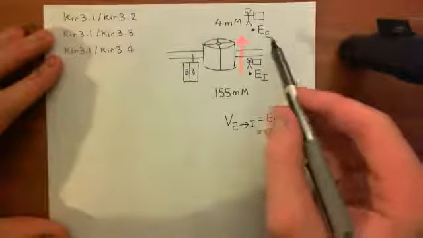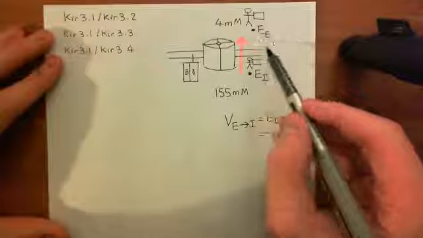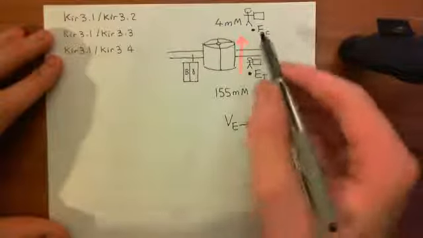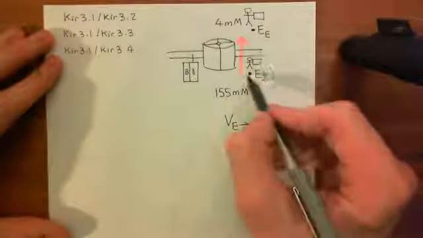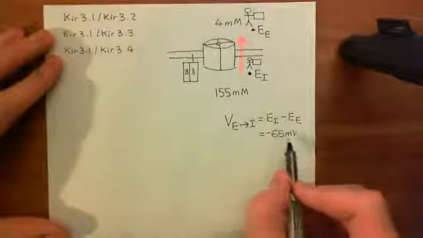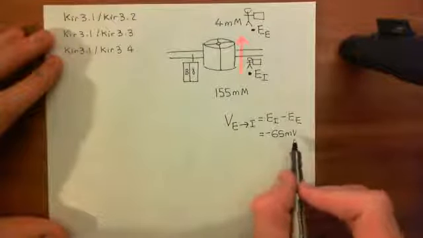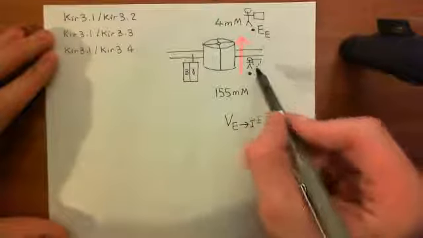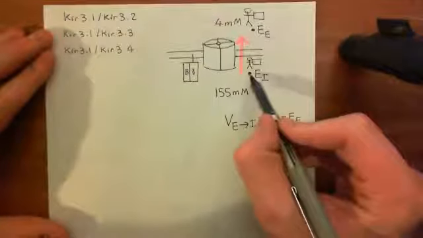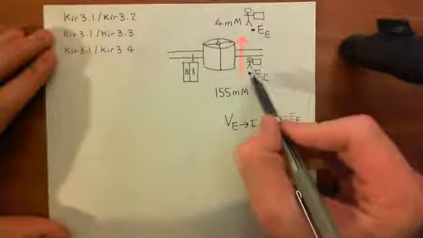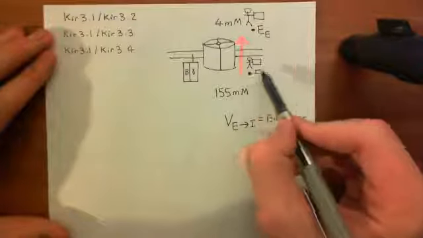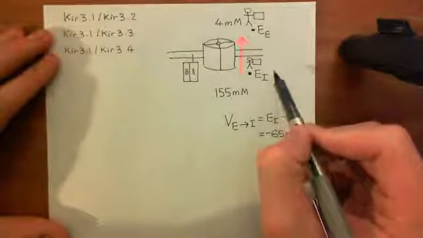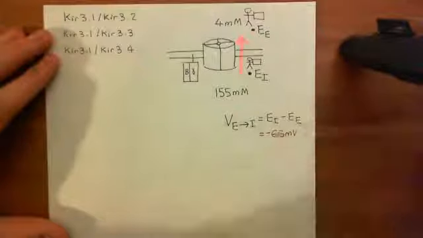Okay, so the unit for electrical potential is the volt, so therefore the unit for electrical potential difference is also the volt, and millivolt just means 1,000th of a volt. Okay, so basically, if you move from extracellular to intracellular, the electrical potential goes down by 65 millivolts. Okay, that is what is meant by the electrical potential difference across the cell membrane.